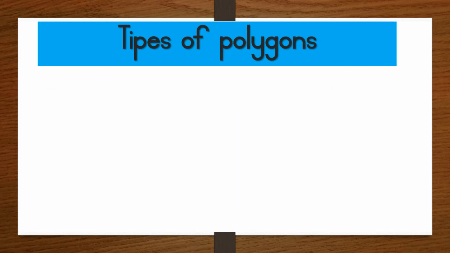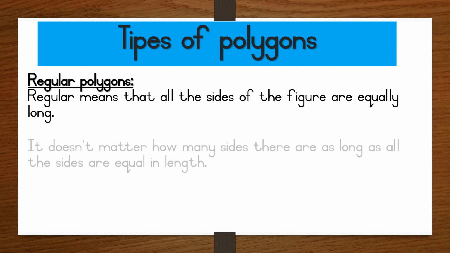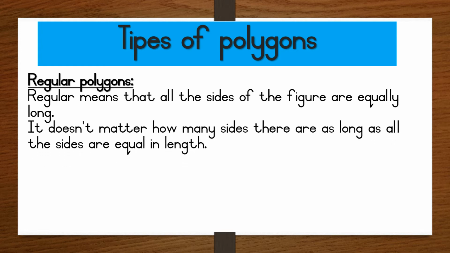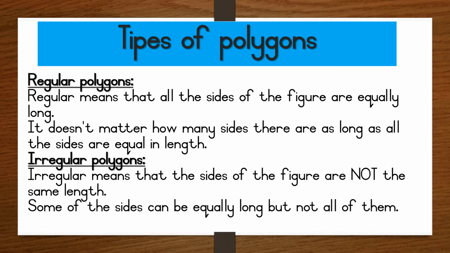Let's look at different types of polygons. Firstly, let's look at regular polygons. Regular means that all the sides of the figure are equally long. It doesn't matter how many sides there are, as long as all the sides are equal in length. Let's look at the second part. Irregular polygons. Irregular means that the sides of the figure are not the same length. Some of the sides can be equally long, but not all of them.